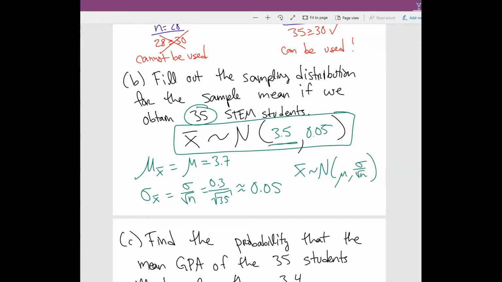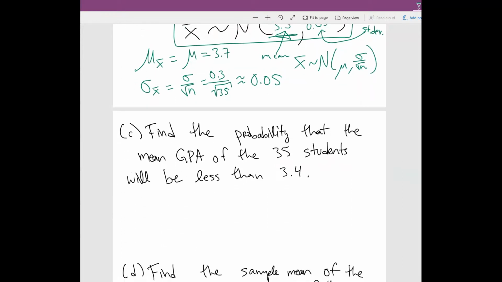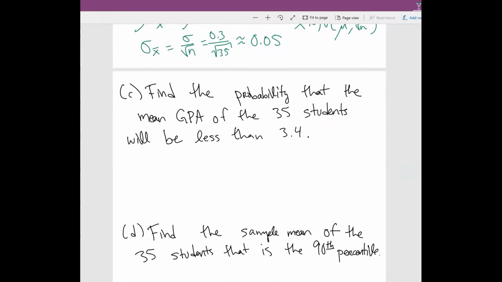All right, now that we have our mean, and this is my sigma, the one that we're going to use in the calculator, this is my standard deviation or my standard error, another fancy word. Okay, so now let's do part C. Find the probability that the mean GPA of the 35 students will be less than 3.4. What this is saying is that if I get these 35 students and all of their GPAs, what is the probability that their mean GPA combined together will be less than 3.4? Okay, so let's draw a normal curve.